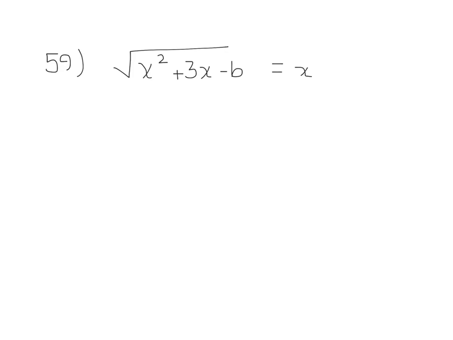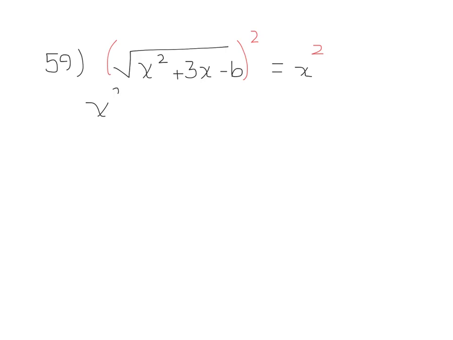This is number 59, in our Chapter 5 review, where we're asked to solve the equation, and we can see that we have a radical equation once again. To solve a radical equation, the first thing we want to do is get our radical alone on one side of the equal sign. We already have it alone. So once we have it alone, we eliminate that radical by squaring both sides.